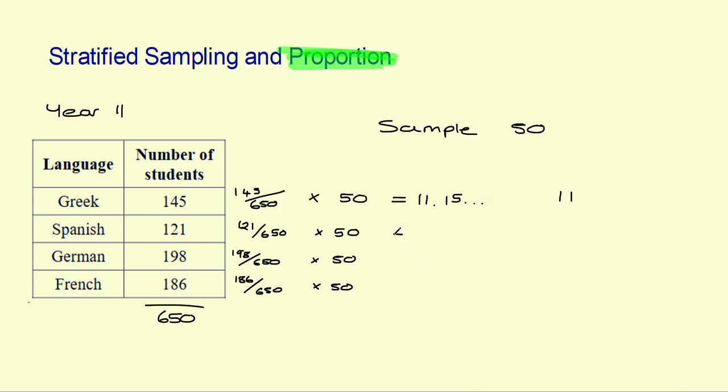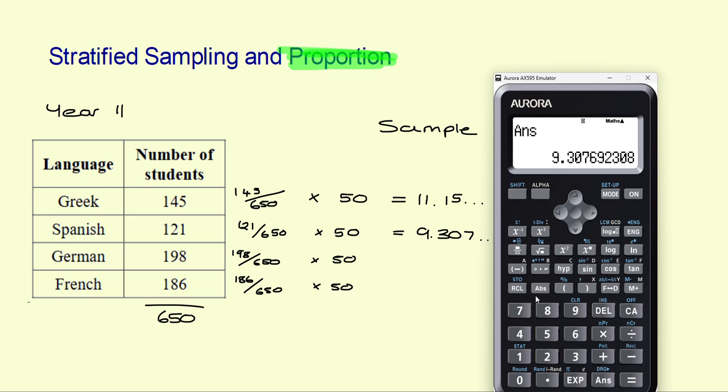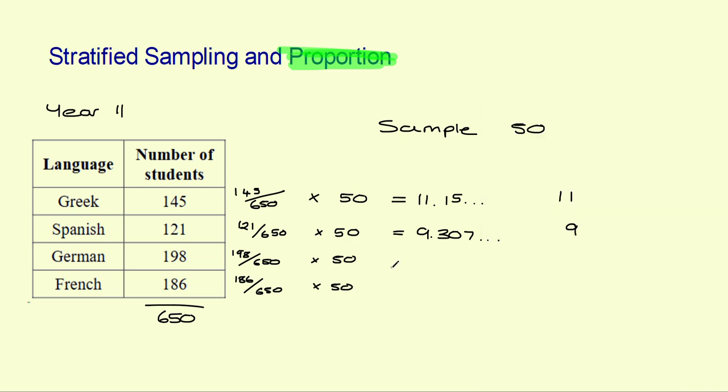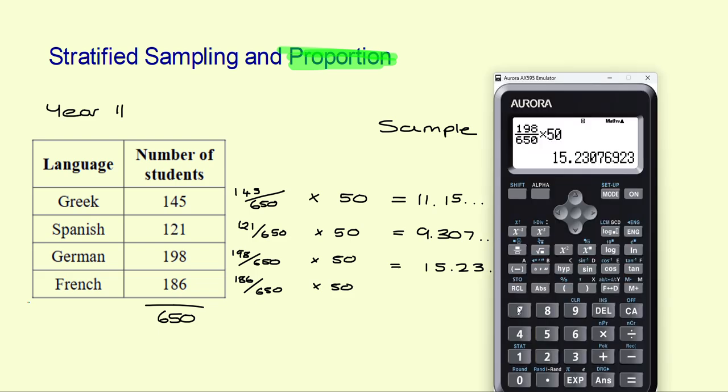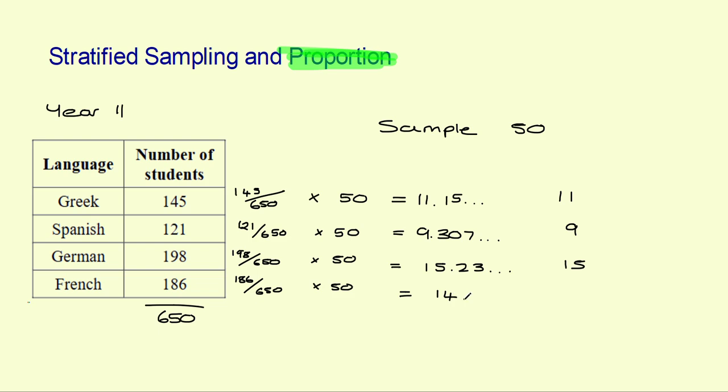So 9 in the next one, 9.307, which is equal to 9. The next one, 198, is going to give us 15.23, which is 15. And finally, 186 gives us 14.3, which is going to be 14.